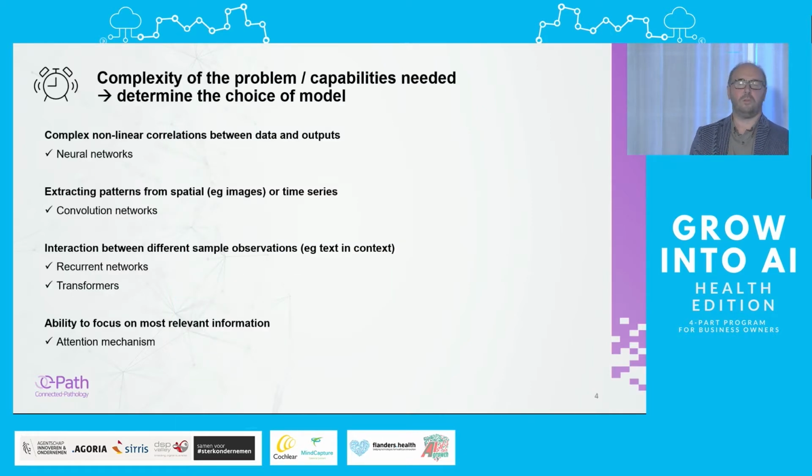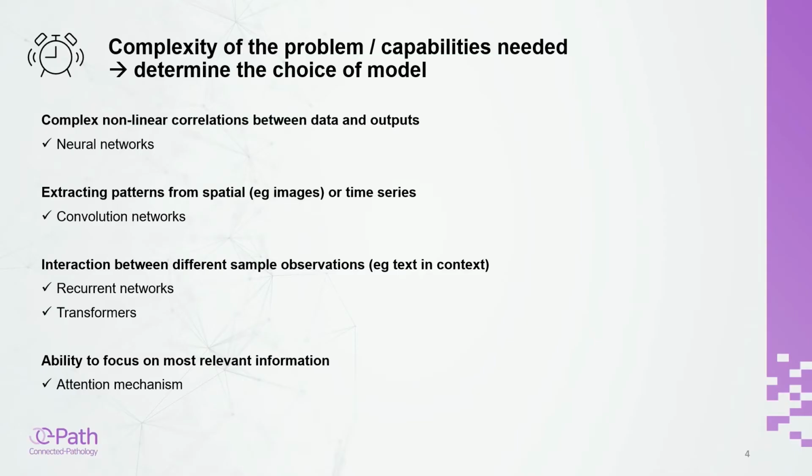Now, choosing a model, what capabilities do I need? Well, there's a lot of choices. There's everyday new publications on new models, new designs, but they all fall in a number of fixed patterns. Actually, when you just want to correlate something complex between data and outputs, and you know it's a non-linear relationship, that's where classical neural networks come into play. If you want to extract patterns, for instance, from images or from time series, that's where the so-called convolutional networks are very strong.